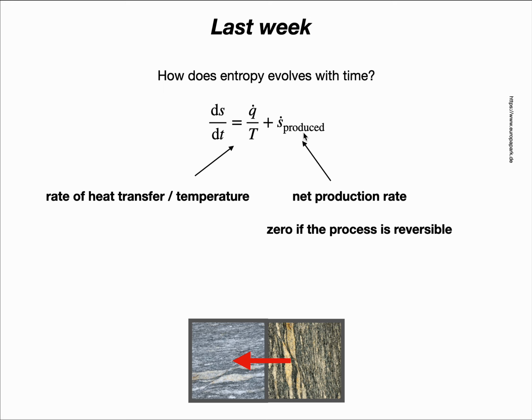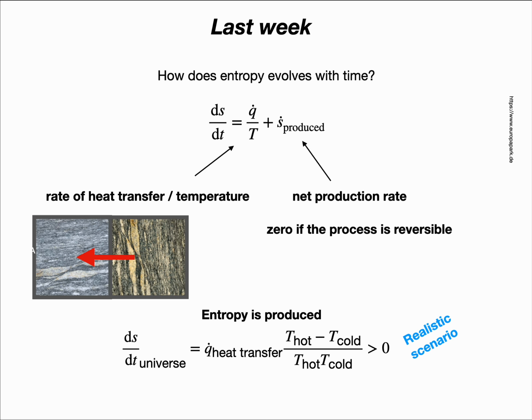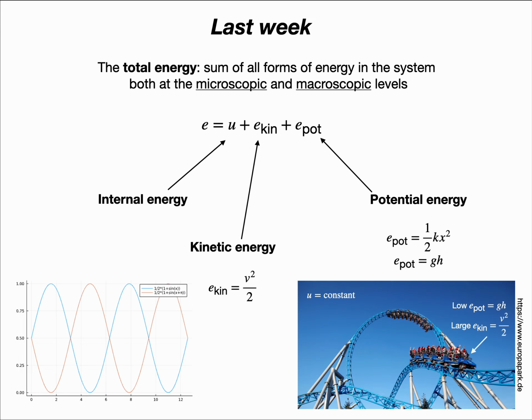So in the case of heat exchange between a hot rock and a cold rock, we had the entropy production, which was calculated. Remember, the universe entropy, the dS/dt universe, is the sum of the entropy production in both of the rocks here, and it's only positive if the hot temperature is indeed larger than the cold temperature. So heat flows only from the hot to the cold. That's the only way to have positive entropy production. That was the realistic scenario.